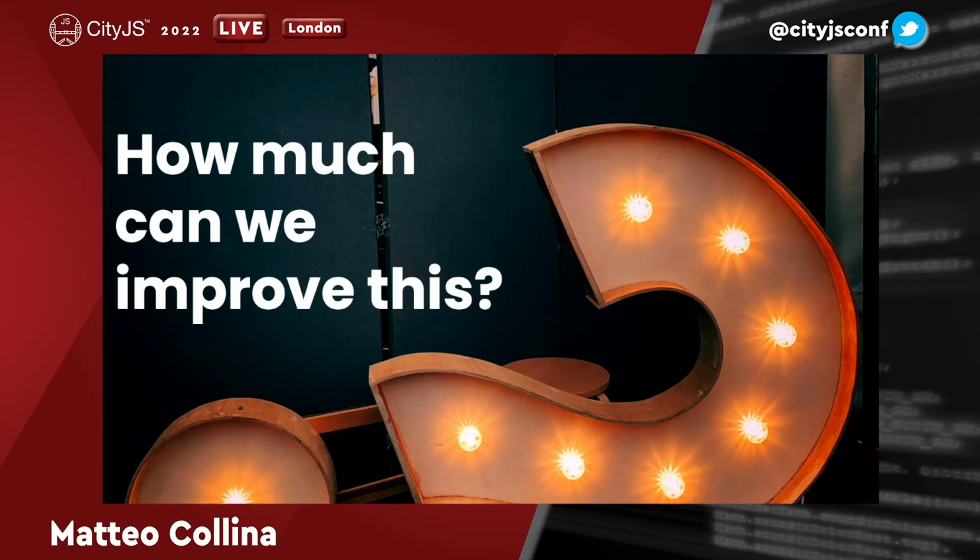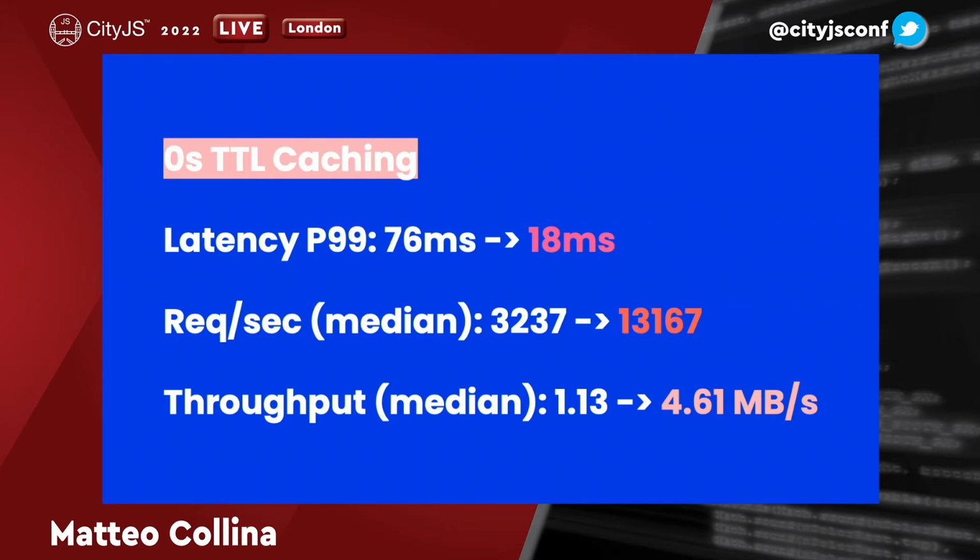So, okay, how can we improve this? Well, let me show. If I turn on the caching, I can cut latency by 4 and multiply by 4 the number of requests per second. Literally, just turn it on. And by the way, I'm not caching anything. I'm just literally turning it on. With 0-second caching, just turning it on will magically make your thing 4 times faster without you doing anything.